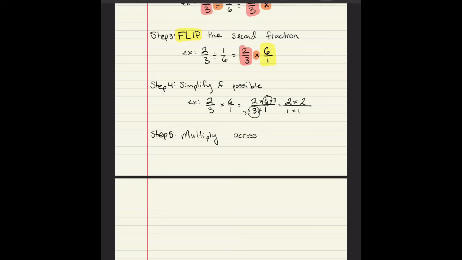And I'm done here because now I need to multiply across, which is step 5. And step 5 is to multiply across. So I have 2 times 2 over 1 times 1. And 2 times 2 is 4. And 1 times 1 is 1.